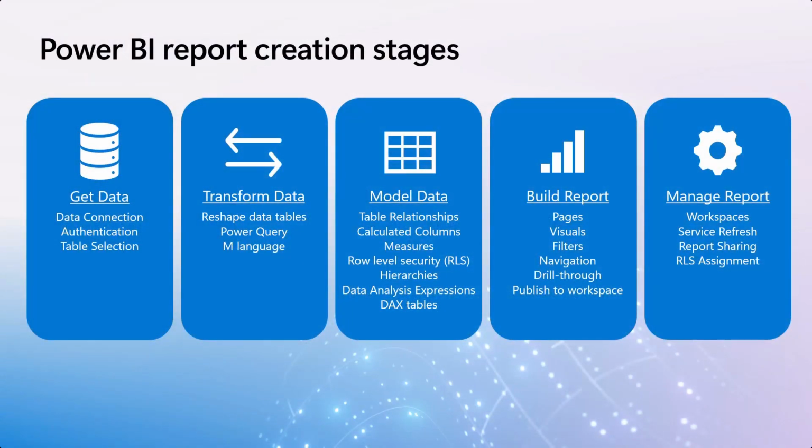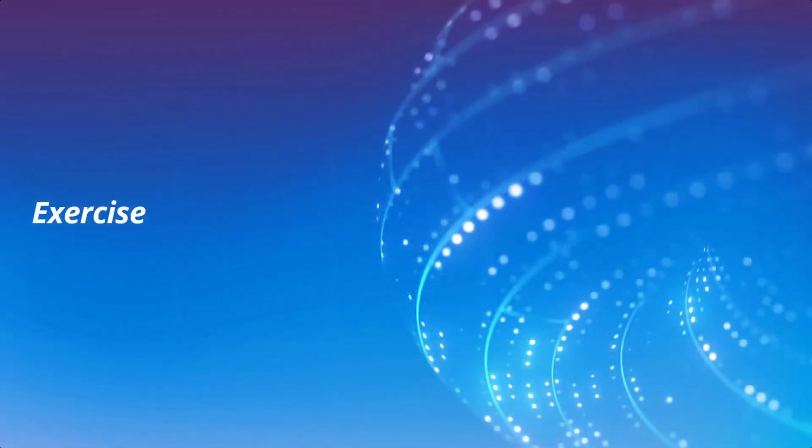Report filters are predominantly in the build report stage of our Power BI report creation. We've already seen a filter applied to a page, and in this video, we're going to be using slicer visuals. In more advanced scenarios, you would use row-level security to filter data in your data model, and in the Power BI service, you would assign roles to users in your organization to control what they get to see. Let's move over to the exercise and start using filters.